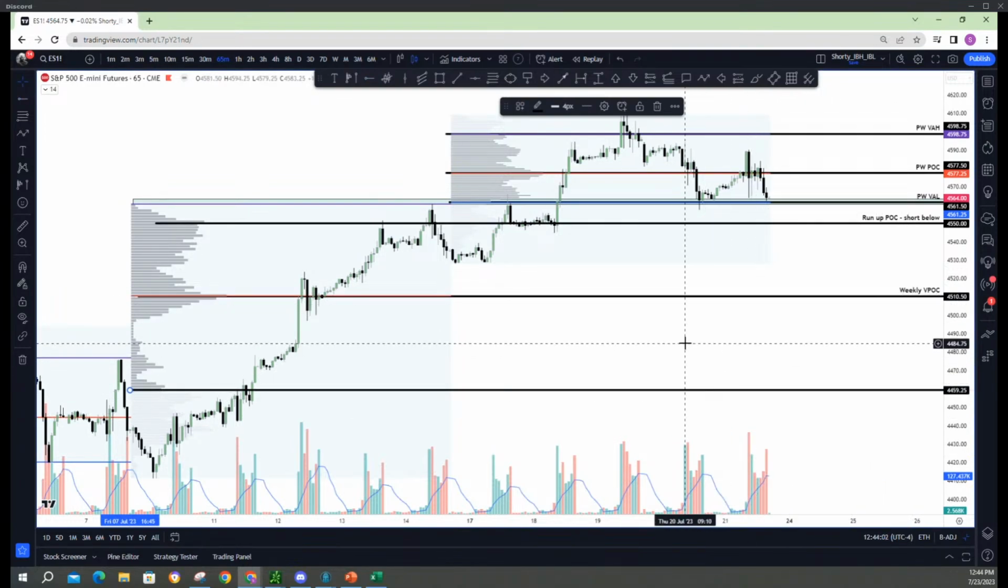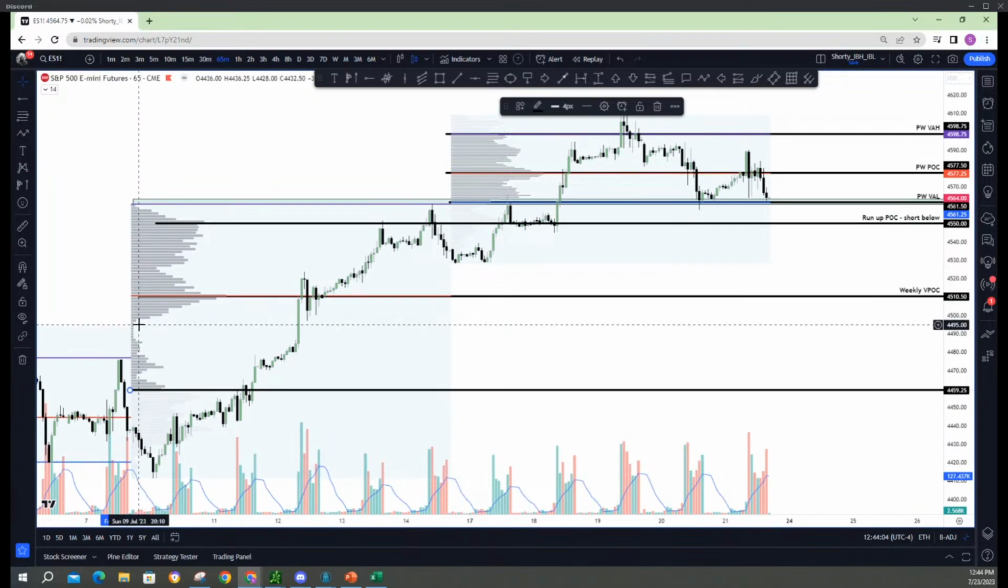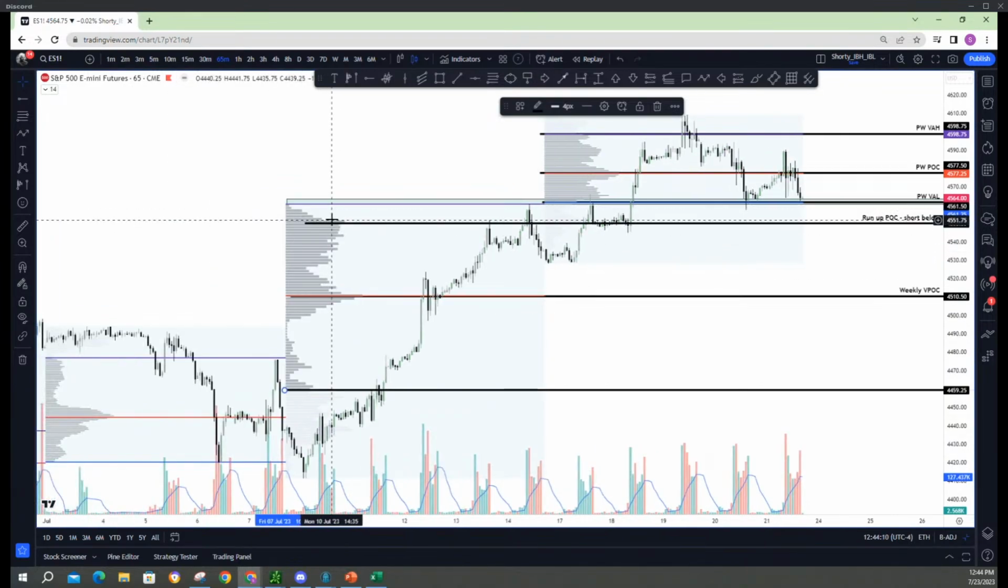Shorty, are those single prints near 44.90? Yes, these are single prints here. They're also in the market profile. They're single prints. Yep, they're going to have to fix this, right? Pretty sure there's an imbalance on the buy side here.